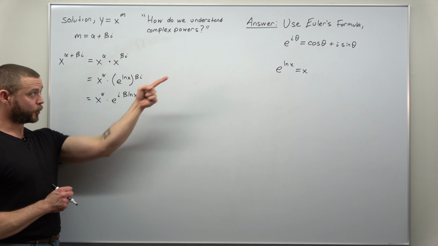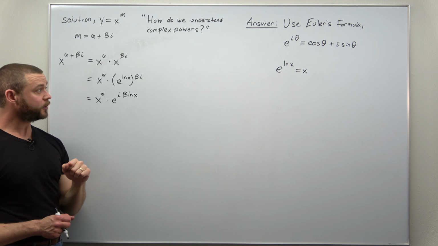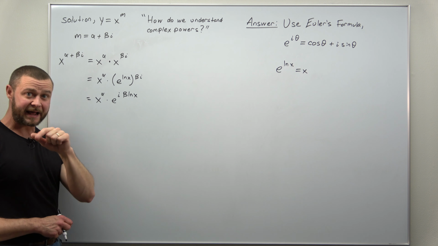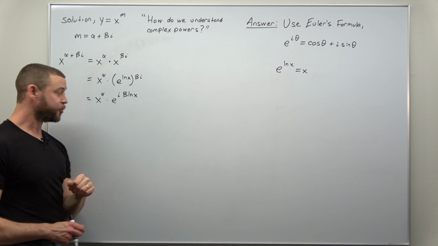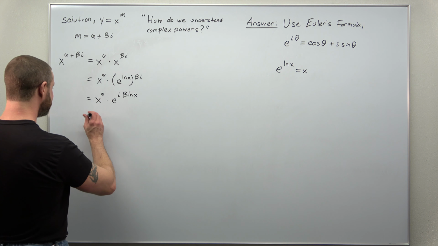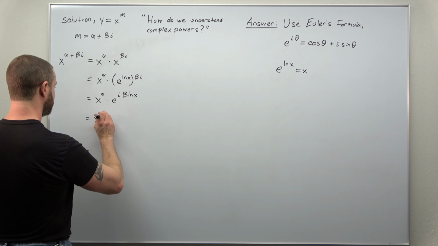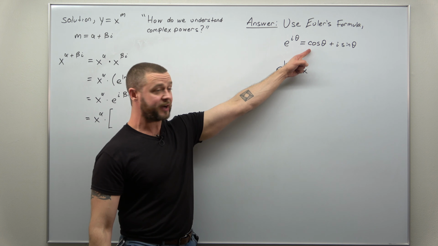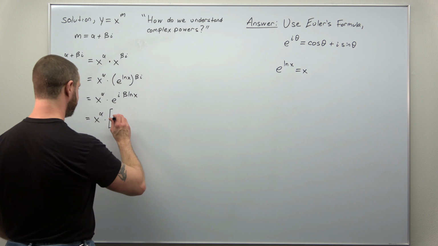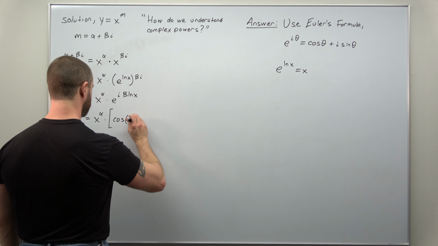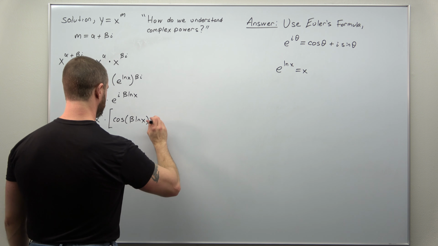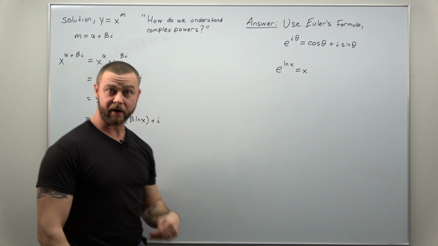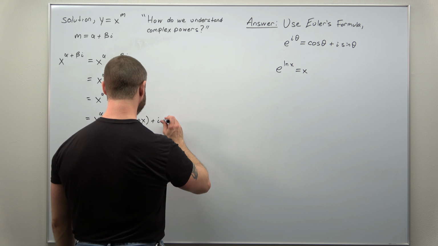Now we can apply Euler's formula. We're going to use Euler's formula up here, where we're going to replace theta with beta natural log of x. We're pretty much done. We're just going to carry the x to the alpha factor here, and we apply Euler's formula, we're going to get cosine of beta natural log of x, and then plus i sine of theta, again where theta is beta natural log of x.